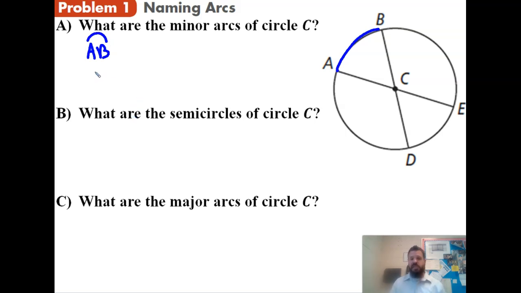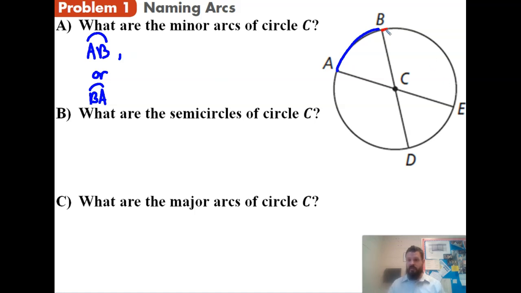Okay, now just like with naming segments, just like with naming angles, I can do it in different orders. So for example, this one I could also say BA with my arc symbol over it. Whether I'm starting at A and ending at B or starting at B and ending at A, we're still talking about the same part of that circle. Okay, so two different ways to name that arc.